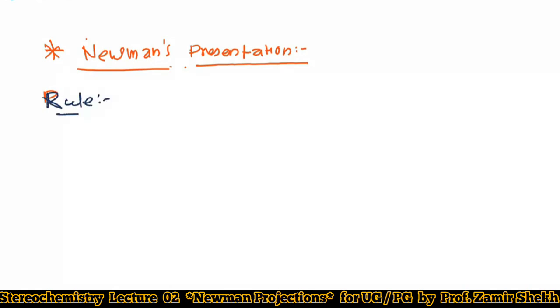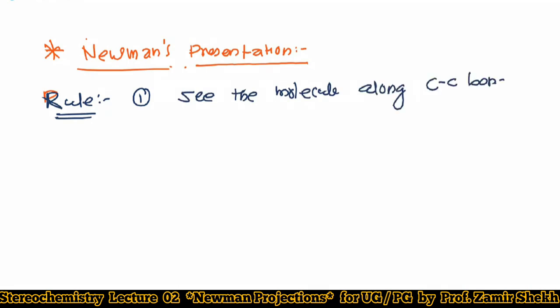The first rule for the Newman projection is that we have to see the molecule along the carbon-carbon bond, which means one carbon just behind the other. Suppose one carbon is the front carbon and the second carbon is just behind it. So basically, we have to see the molecule along this carbon-carbon bond. Whenever the observer sees the molecule, only the front carbon is visible, or the front carbon is nearer, while the back carbon is away from the observer.